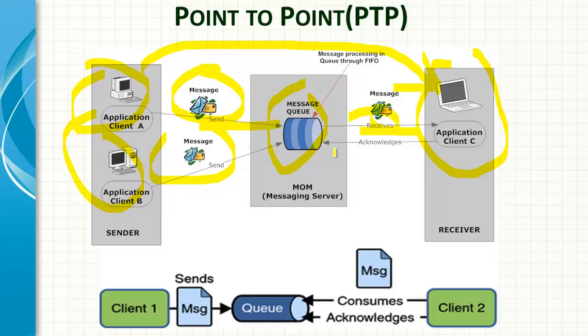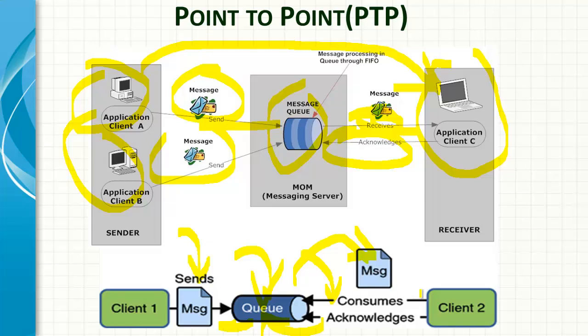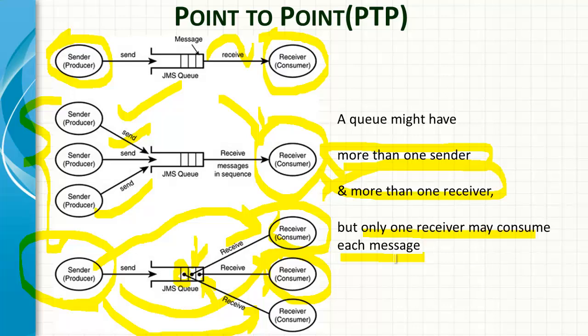Sends, receives, and acknowledges. These are the three important functions and behaviors of the point to point model. It sends, consumes or receives, and then acknowledgement happens as well, to ensure the reliability that the message has been consumed properly. If there is no acknowledgement, it will assume that the message has not been received. There are various algorithms which ensure the reliability of message delivery. That's how point to point looks. The fundamental is that only one receiver may consume each message.